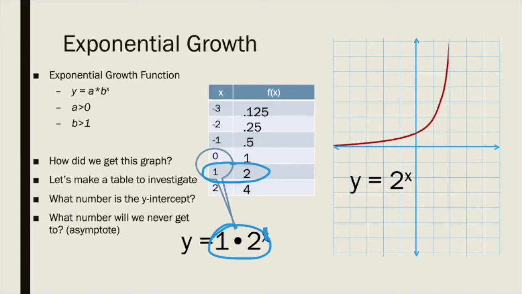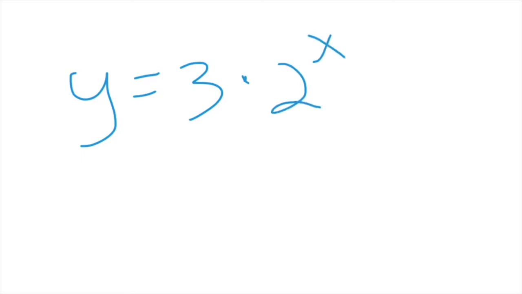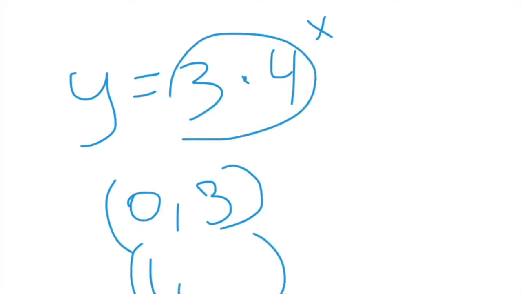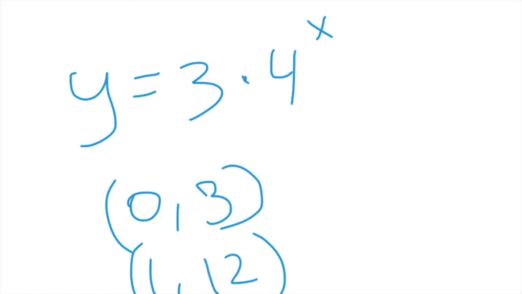Okay? So if you had y equals 3 times 2 to the x. Excellent. Let's change this, because Naya's really wanting me to do something different than that too. What's 0 comma what? My y-intercept is 3. And if I plug a 1 in, then you just multiply these two numbers together. 12.